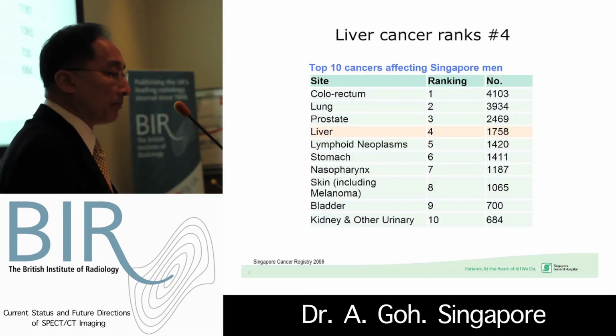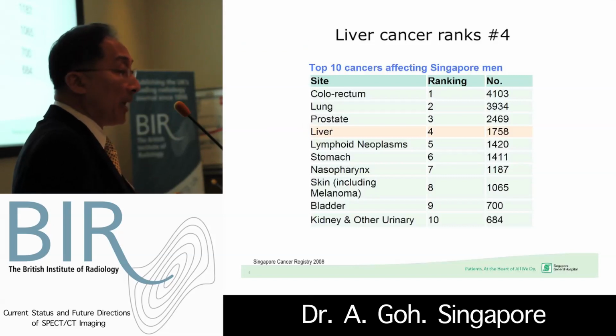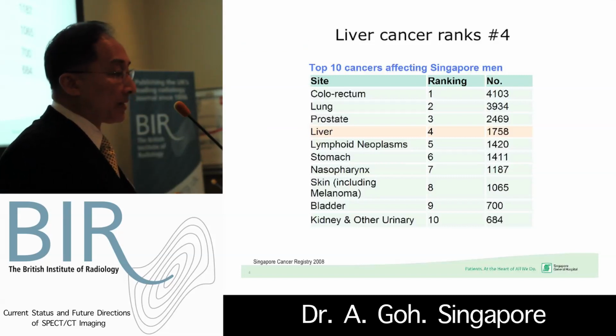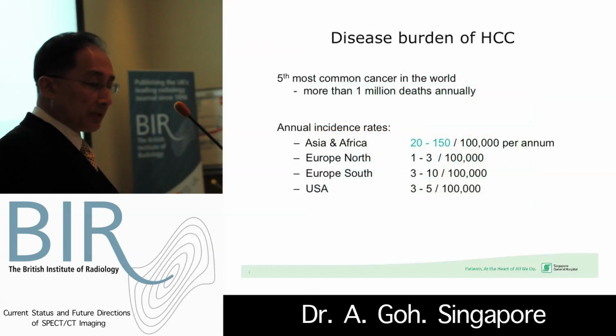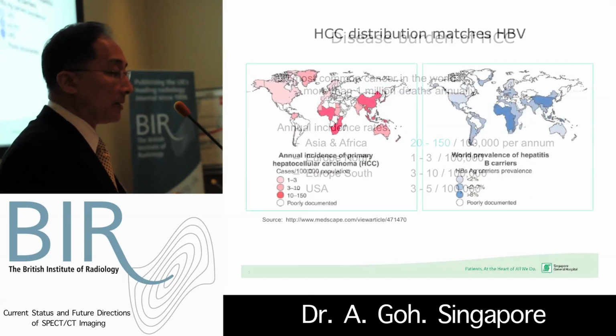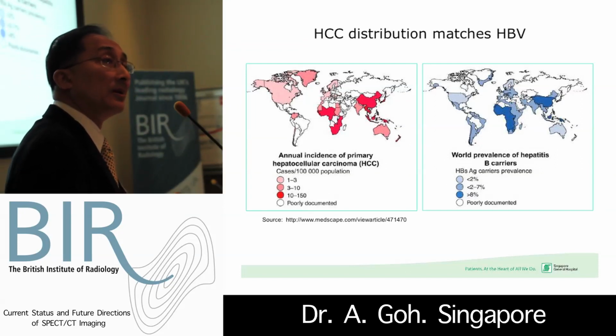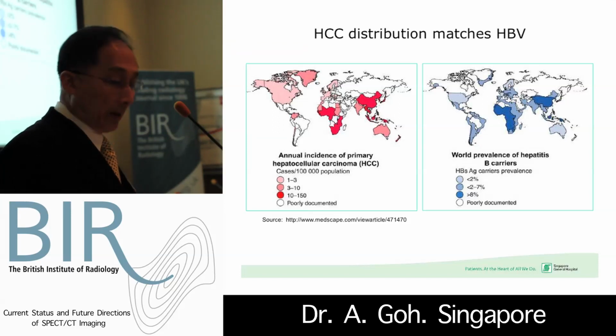And part of the reason is that liver cancer ranks number 4 in our male cancers in all of Singapore. And the worldwide distribution is also kind of skewed towards Asia and Africa. And just a little bit of general knowledge, HCC distribution matches the distribution of hepatitis B and hepatitis C.